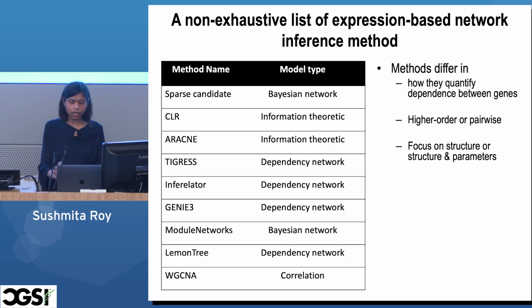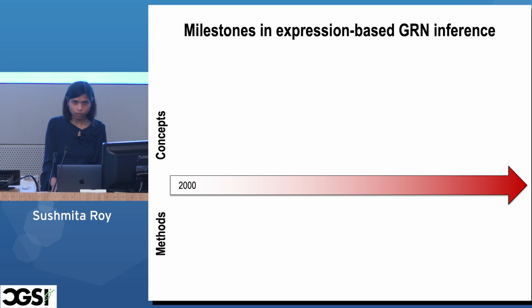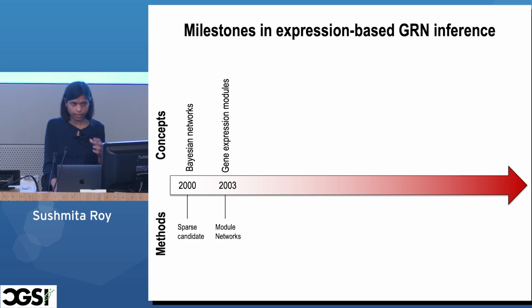This is not an exhaustive list of the methods that are out there. They vary depending upon whether they use a probabilistic graphical model type of framework or an information theoretic type of framework. Are they learning pairwise relationships? Are they learning higher order relationships and whatnot? This field has been around for more than 20 years now, so I thought I would say a little bit about how the field has evolved over the last 20 years or so.